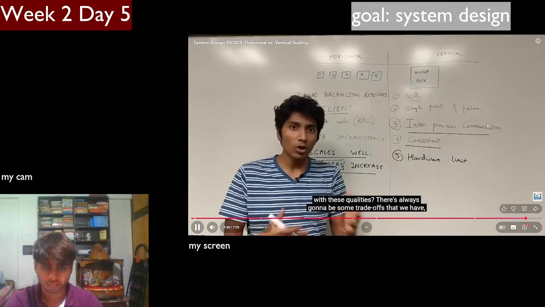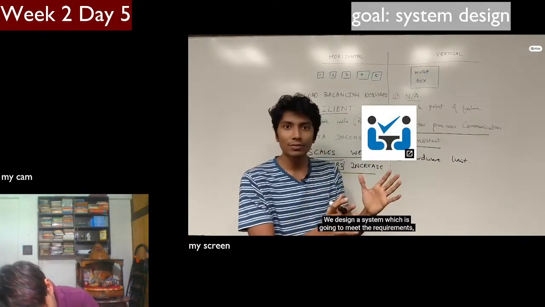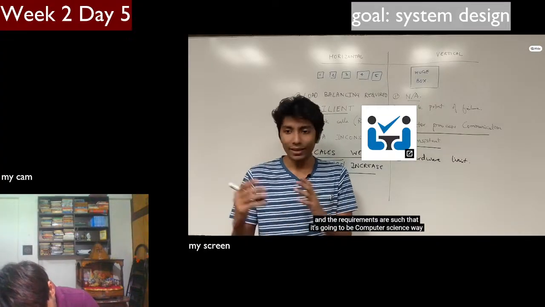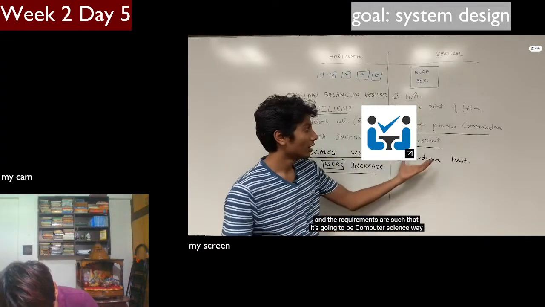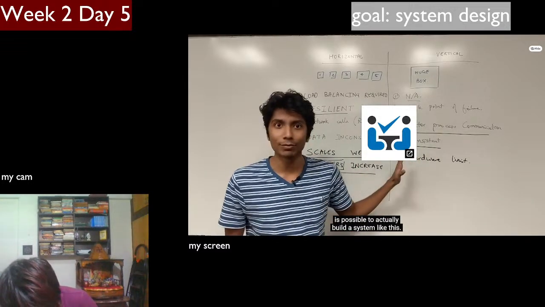With these qualities, there's always going to be some trade-offs that we have, and that's what system design is. We design a system which is going to meet the requirements, and the requirements are such that it's going to be computer science ways possible to actually build a system like this.